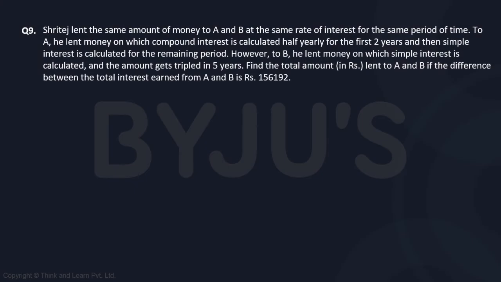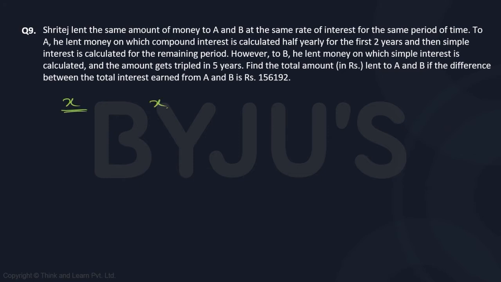Shritage lends the same amount of money to A and B at the same rate of interest for the same period of time. To A, he lent money on which compound interest is calculated half yearly for the first 2 years, and then simple interest is calculated for the remaining period. However, to B, he lent. So let's say he lent X and X.